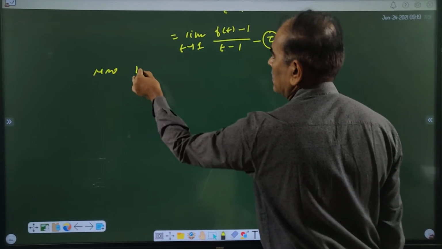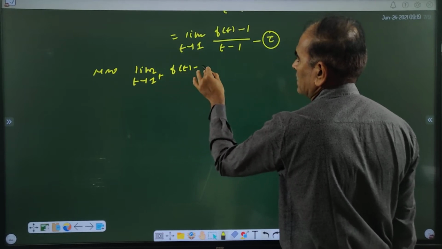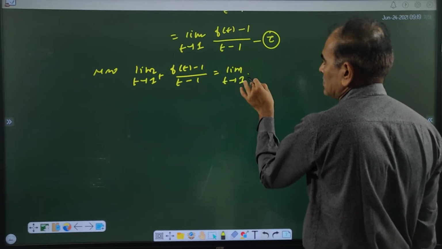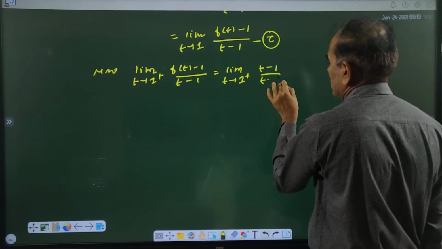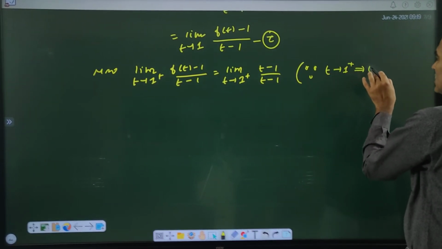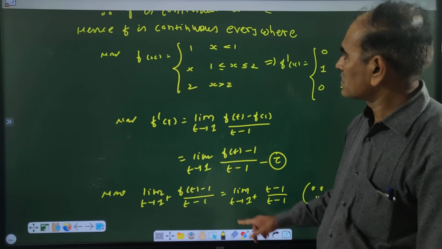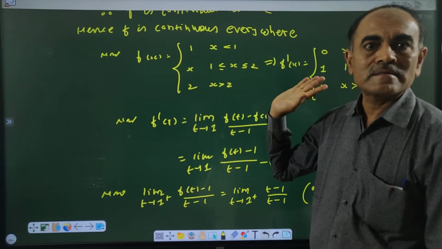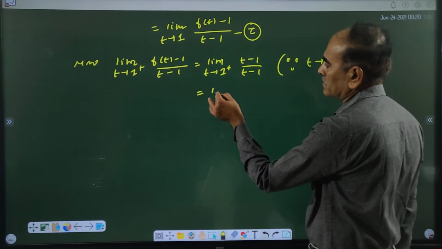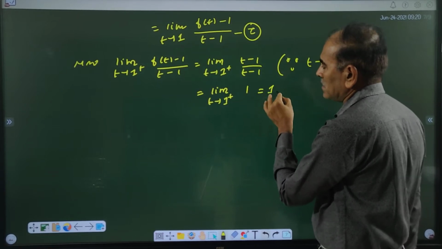Now, limit t tends to 1 plus of f of t minus 1 upon t minus 1 is limit t tends to 1 plus of t minus 1 over t minus 1. Why? Because t tends to 1 plus implies t greater than 1, and if x is greater than 1, then f is x. So that is equal to limit t tends to 1 plus of 1, and that is 1.